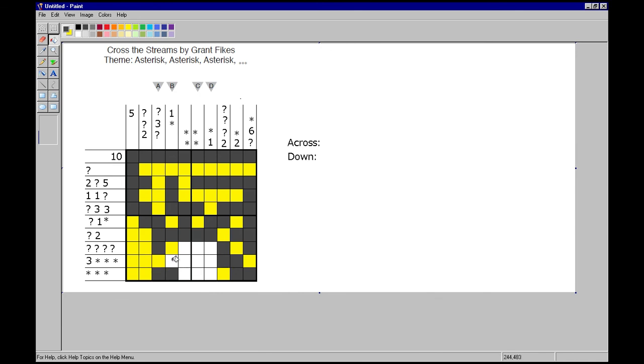The 3 at the start of this row either goes in these 3 blocks or in those 3 blocks. But it can't be those 3 blocks, because we have an illegal separation again. So do this. Then this area needs to connect. So everything's connected and we need a 1 at the bottom of this column. We're done.